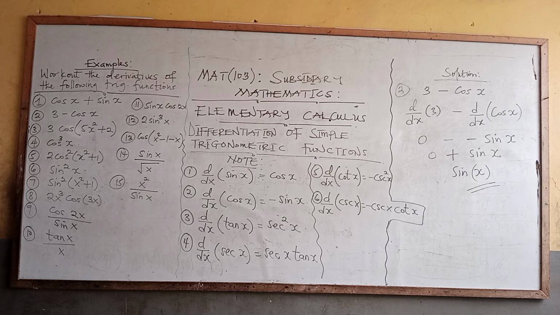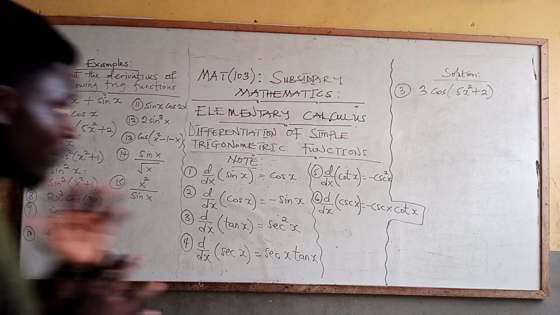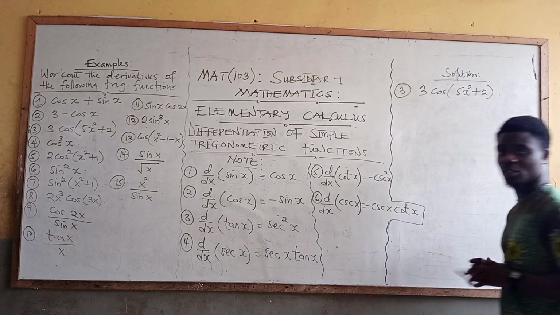Let's move on to question 3. Let's see this question. Question 3: 3 cos(5x squared plus 2). Watch very well as we tackle this question.